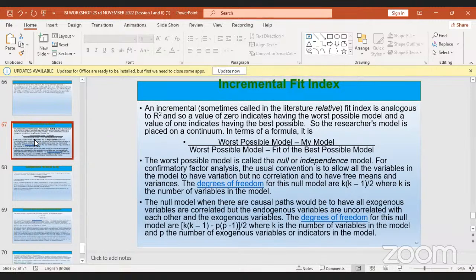Now, the null model, when there are causal paths, would have all exogenous variables correlated, but the endogenous variables uncorrelated with each other. For this null model, the degrees of freedom are k(k-1)/2 minus p(p-1)/2, where k is the number of variables in the model and p is the number of exogenous variables or indicators in the model.